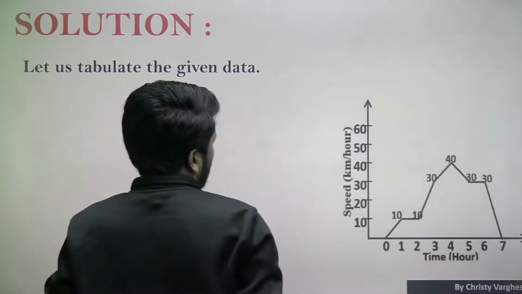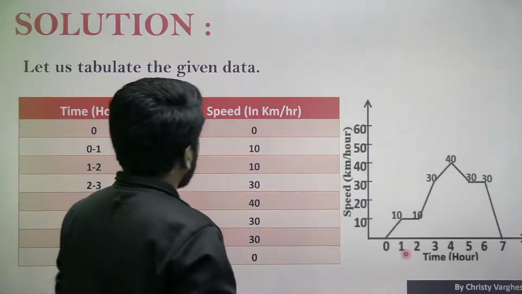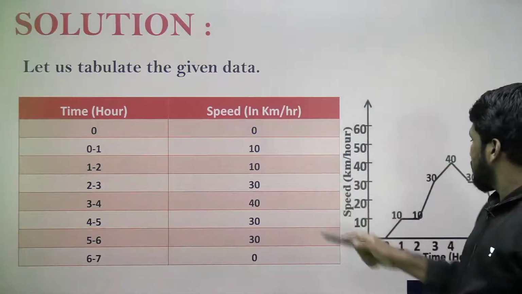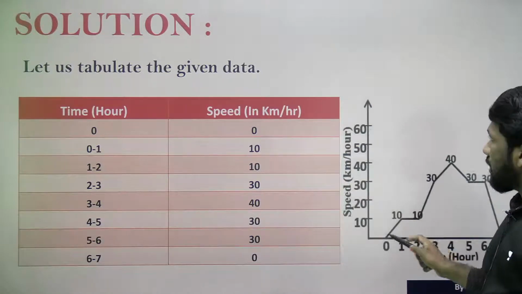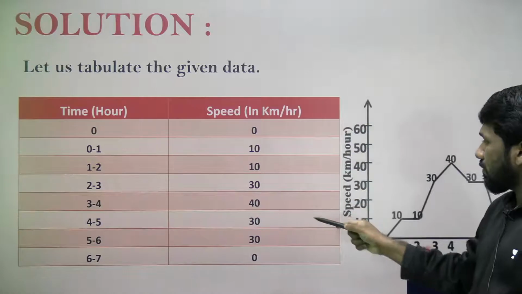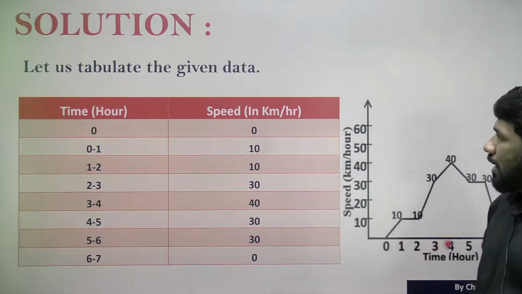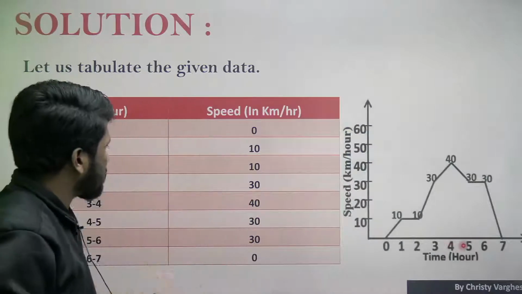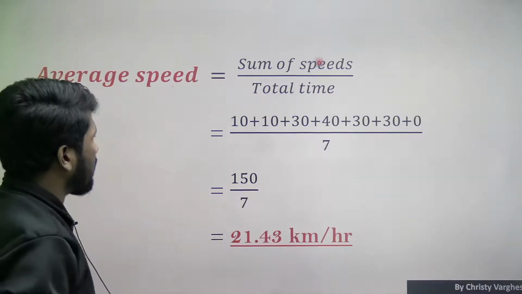Okay, so in this, if you have confusion, I have tabulated the values here. For each of the hours, what is the speed given? 0, 10, 10, 30, 40, 30, 30, 0. So, as the time intervals are the same, 1 hour each, you can find the average of these speeds. That will give you the value.